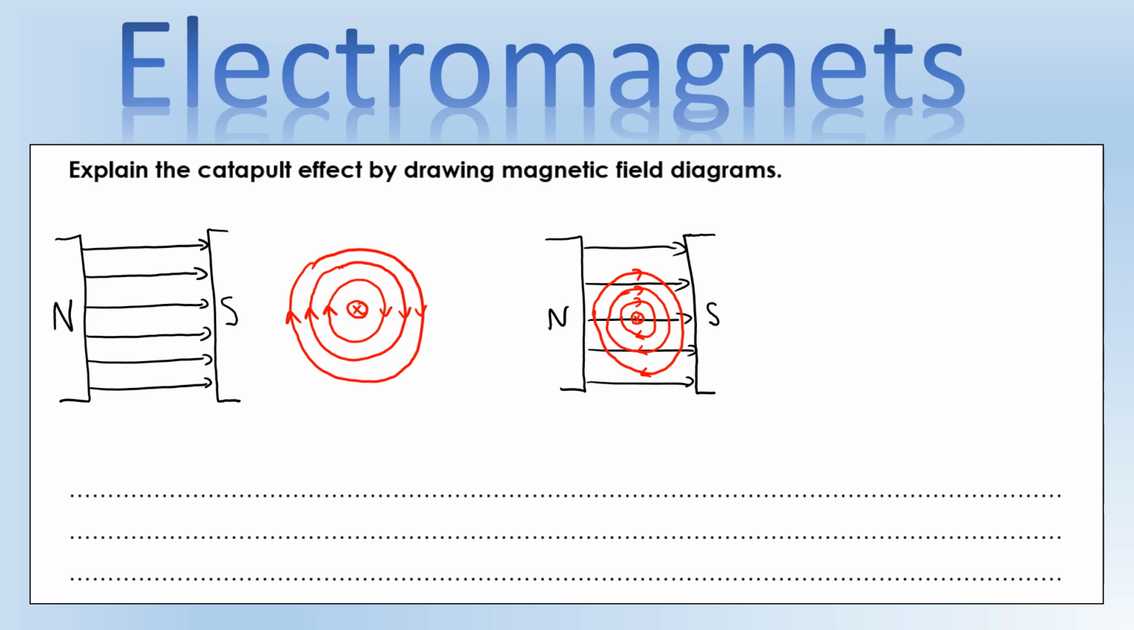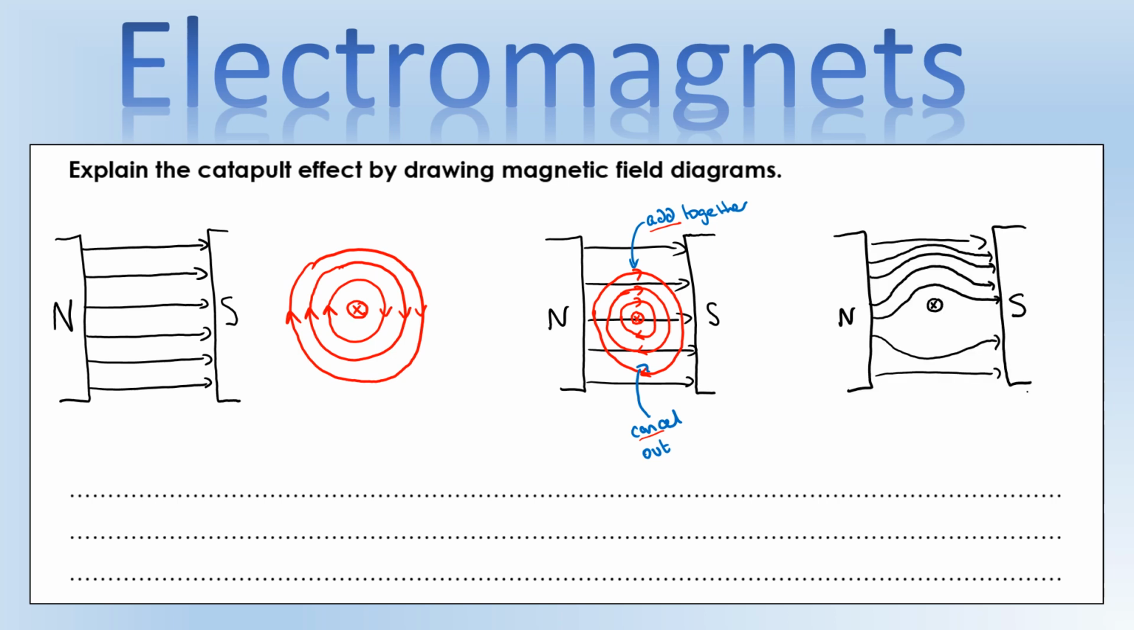But it gives you the right idea, because essentially here at the top, we've got field lines in the same direction. The red ones are in the same direction as the black ones, so they are going to add together. At the bottom, the red ones are in the opposite direction to the black, so they are going to cancel out. So the resulting effect and what it actually looks like is this diagram here.